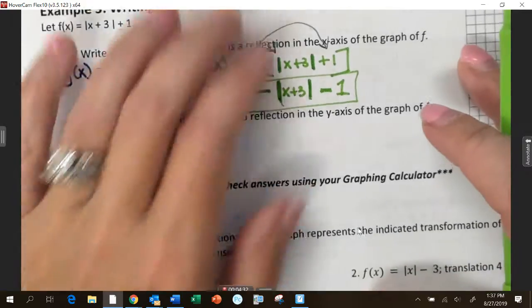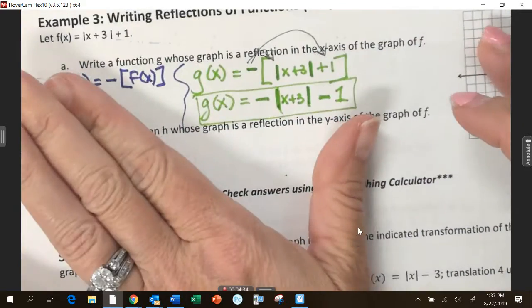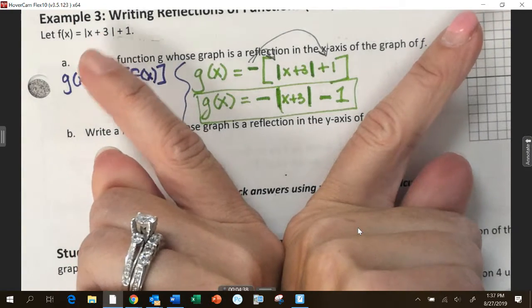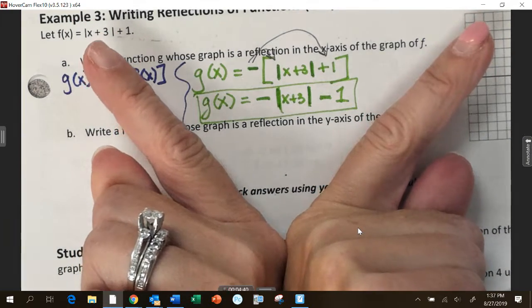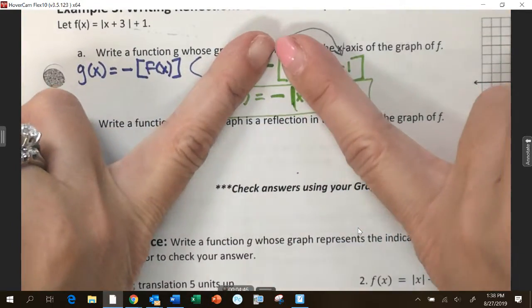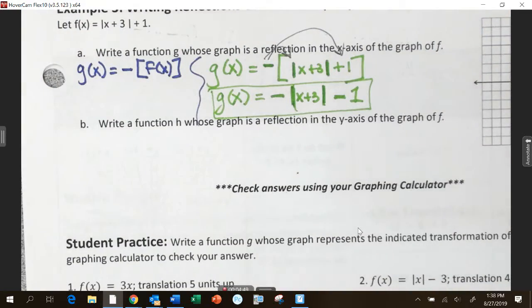If the graph originally was facing this way, here? That way, where is it going to face if we have a reflection in the x-axis? The other way. Well, which way is the other way? Down. Down, like that way. Instead of this, it'll be this.